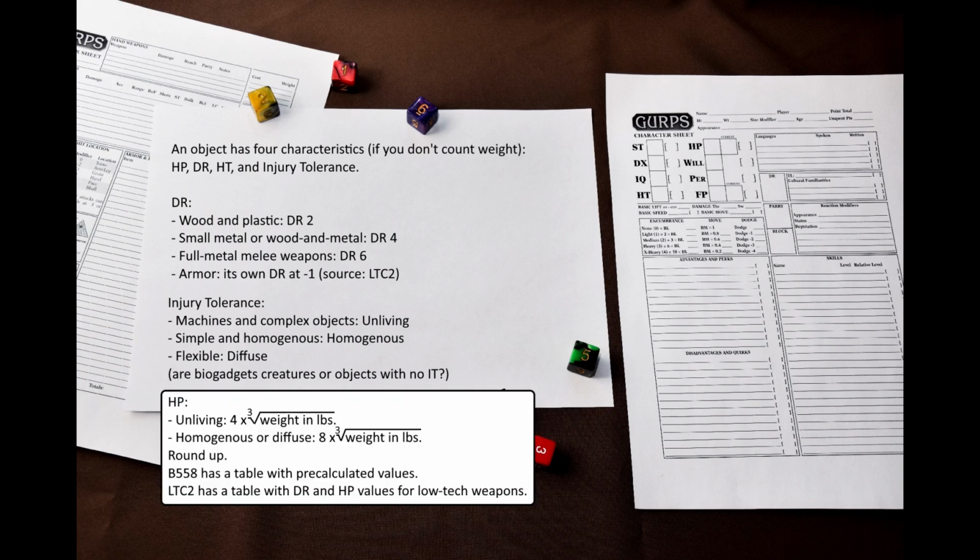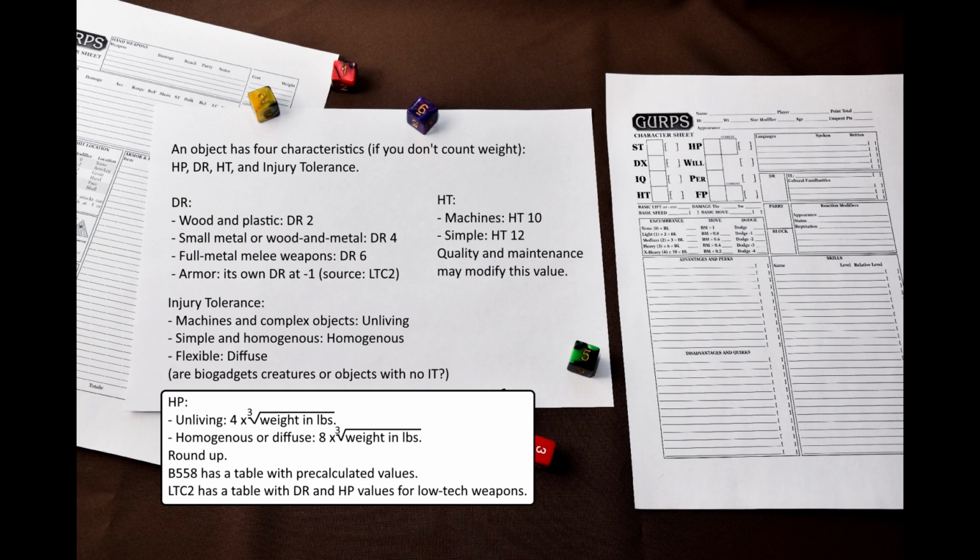If you know the object's injury tolerance and weight, you can calculate its HP. A typical unliving object has HP equal to 4 times the cube root of its weight in pounds, and a typical homogeneous or diffuse object has HP equal to 8 times the cube root of its weight in pounds. In both cases, round up. If you do not have a calculator nearby, consider using the table on page 558 with pre-calculated values. If the object in question is a weapon, you can also use the table from GURPS Low-Tech Companion 2 that has DR and HP values for all low-tech weapons. For certain items such as armor, weight reduction for high quality does not affect HP.